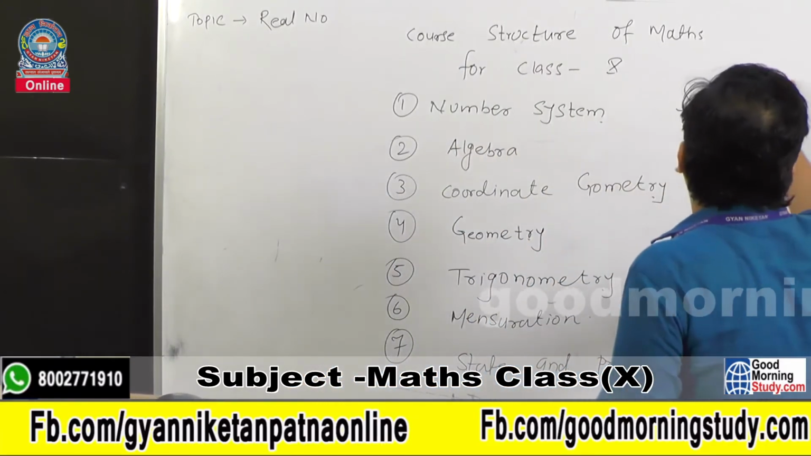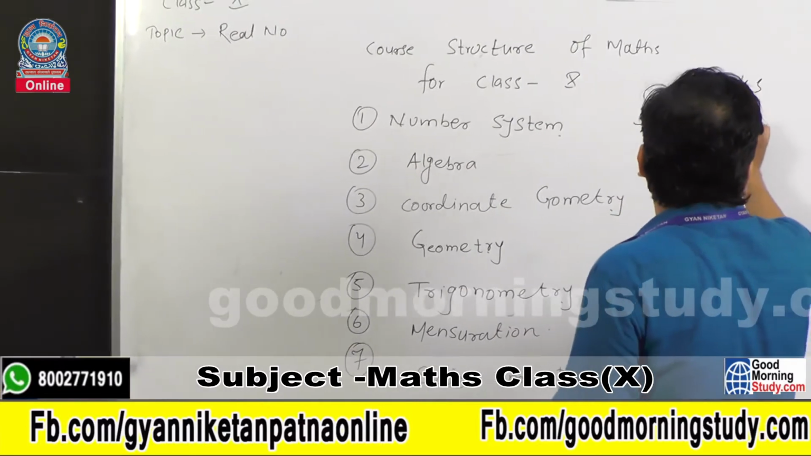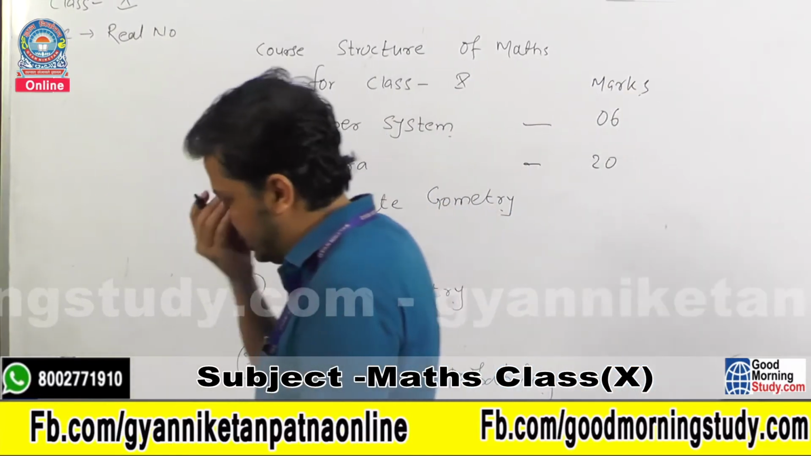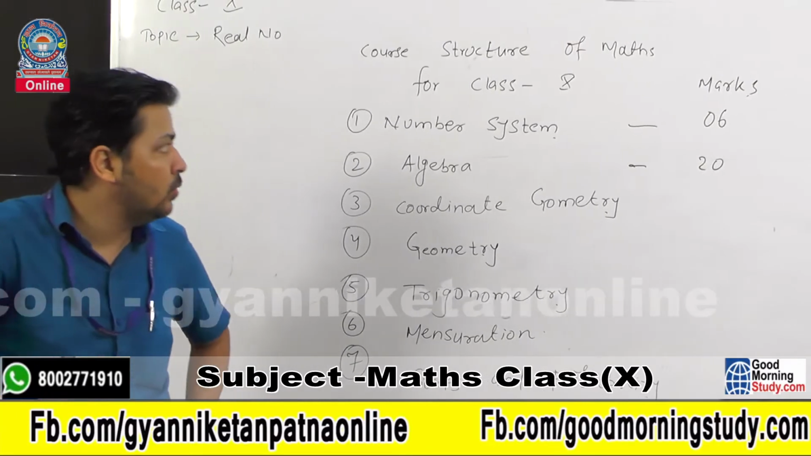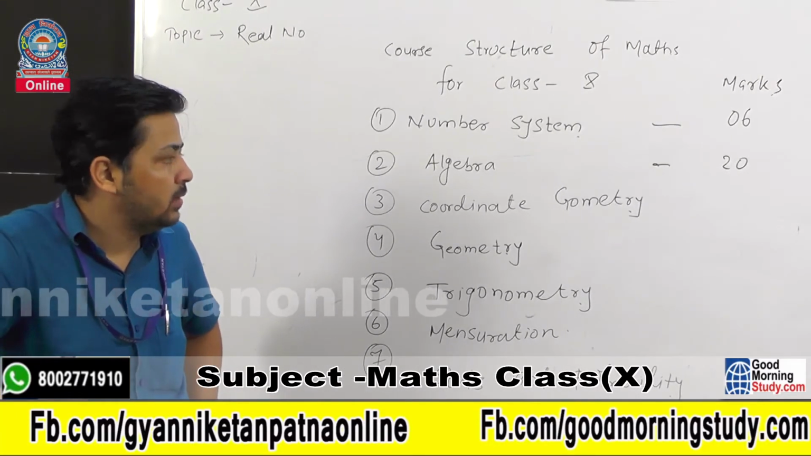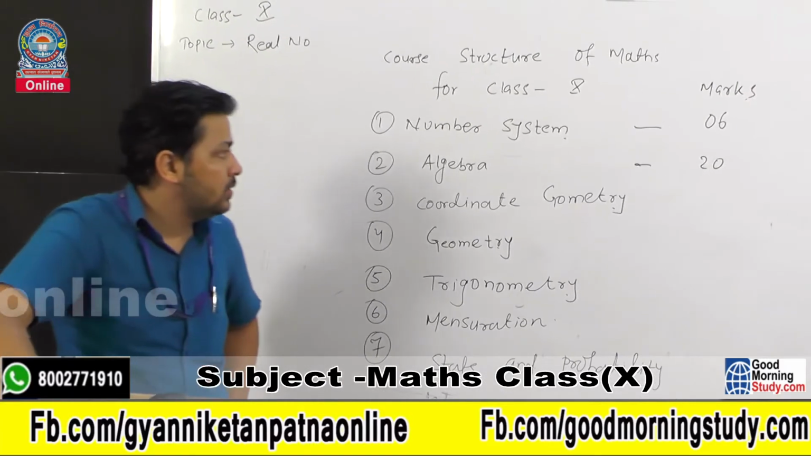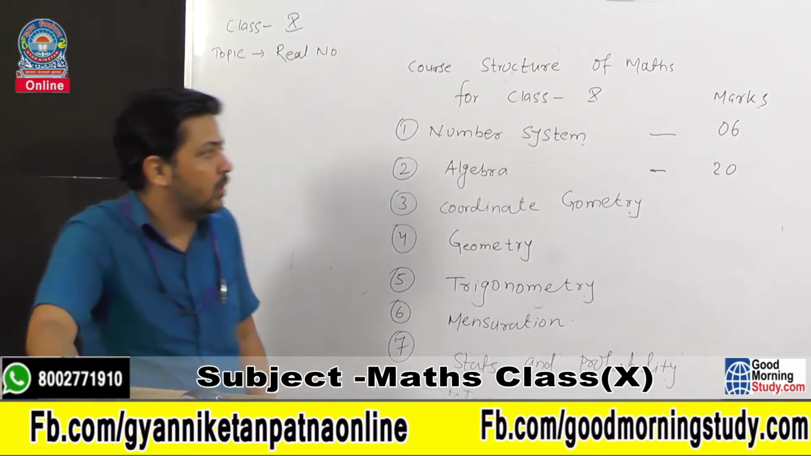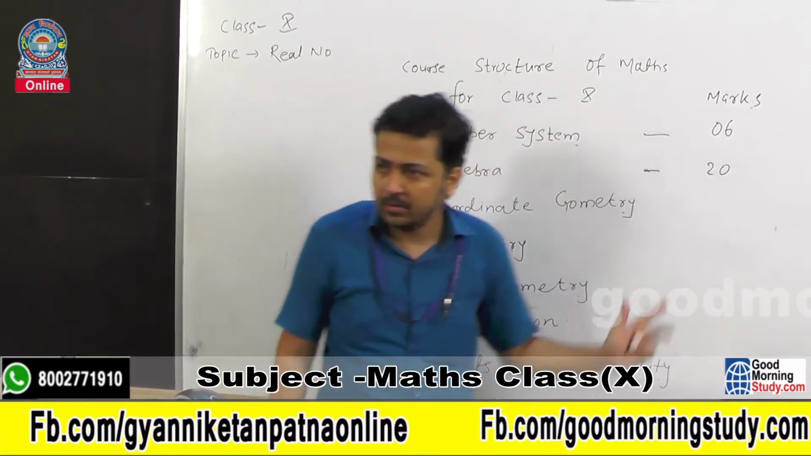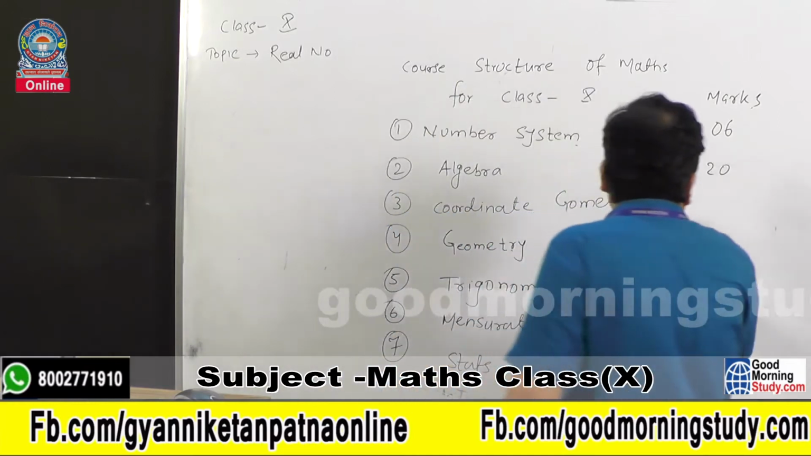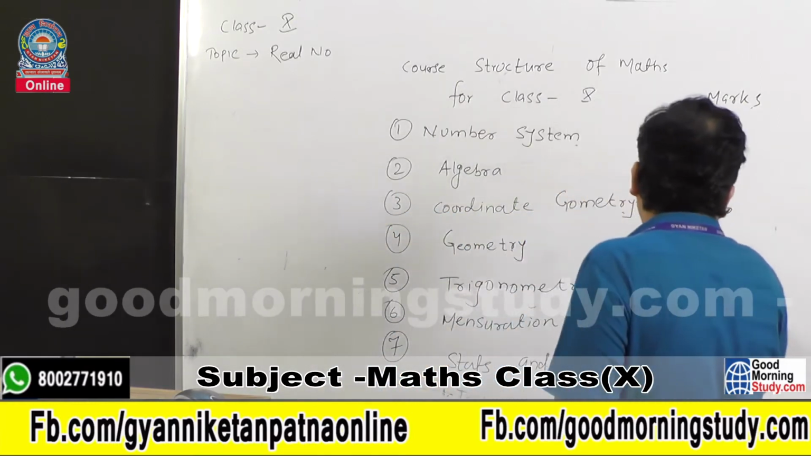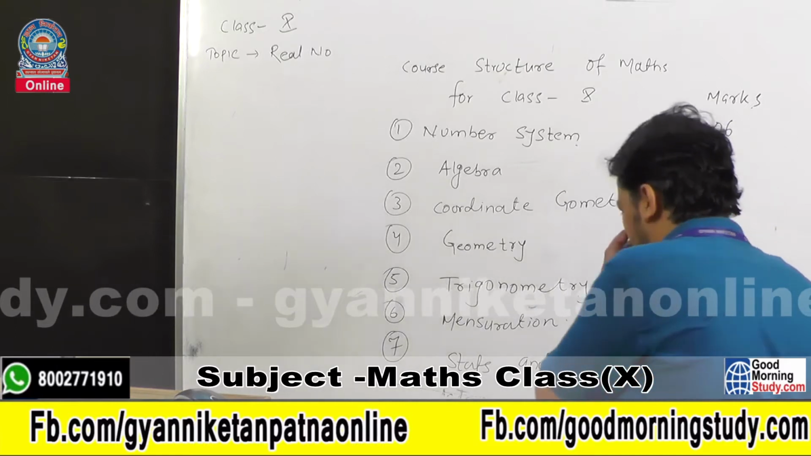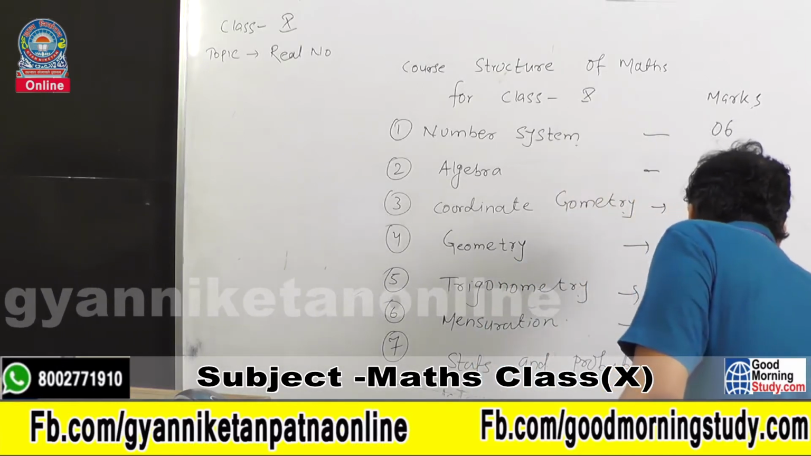The marks assigned for number system is 6. For algebra it is 20. Algebra includes the chapters polynomials, which is your chapter 2, linear equations in two variables, and third, quadratic equations. All three together have a weightage of 20 marks. Now coming to coordinate geometry, it is 6 marks, geometry 15 marks, trigonometry 12 marks, mensuration 11 or 10. Got it?